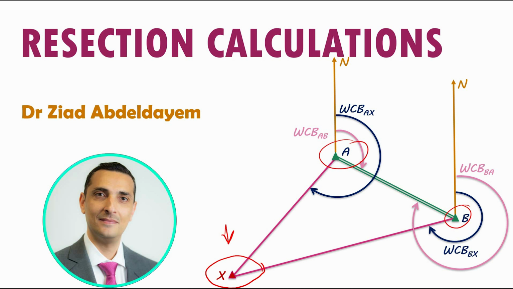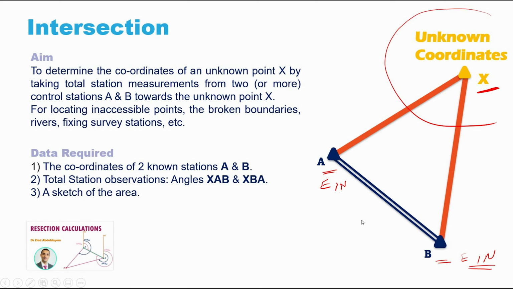The main difference between them is that in the intersection, you cannot set up your total station over the unknown station because for some reason it's inaccessible. If you cannot reach or you cannot set up your total station over a point of your interest or a survey station that you are interested in, you can use and apply the intersection procedure. So this is the main difference between the resection and the intersection.